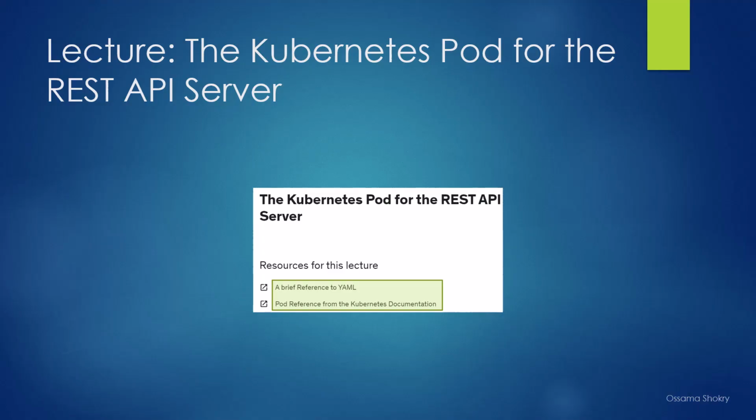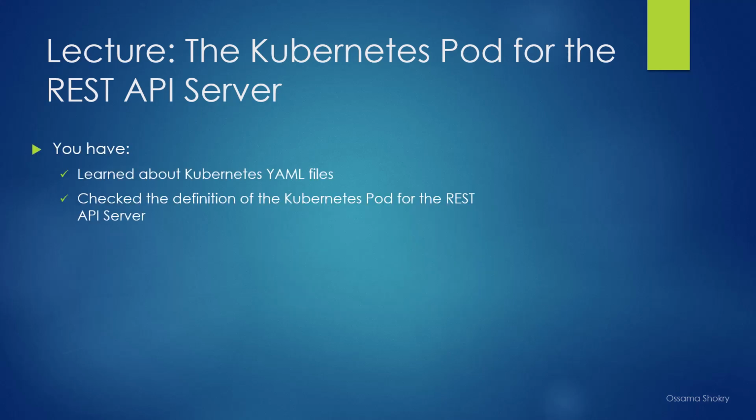Check the resources attached to this lecture, where you can find a brief reference to YAML and pod reference from the Kubernetes documentation. That's it for this lecture. You have learned about the Kubernetes YAML files and checked the definition of the Kubernetes pod for the REST API server. Head over to the next lab, where you will create a REST API server in a Kubernetes pod.